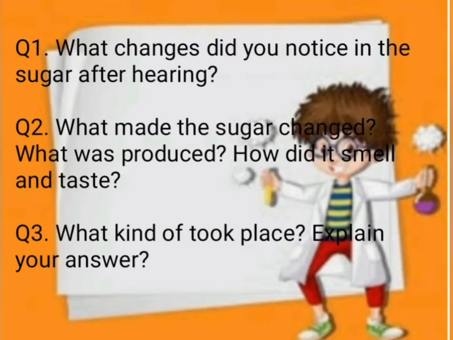Question number 3. What kind of change took place? Explain your answer. Chemical change. Why? When sugar is dissolved in water, we get sweet water. If we boil the sugar water, then we get the sugar back in the form of precipitate.